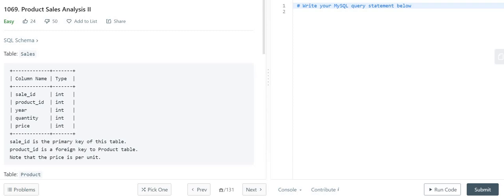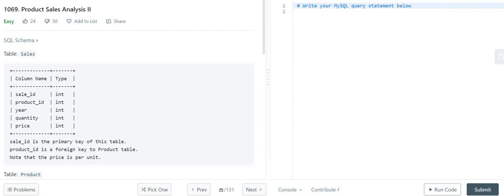So today we're going to look at problem number 1069 in Leetcode. It is the product sales analysis problem. It's an easy problem, as you can see, and 24 people have liked it and 50 people have disliked it. It's because of the unnecessary information which is given.